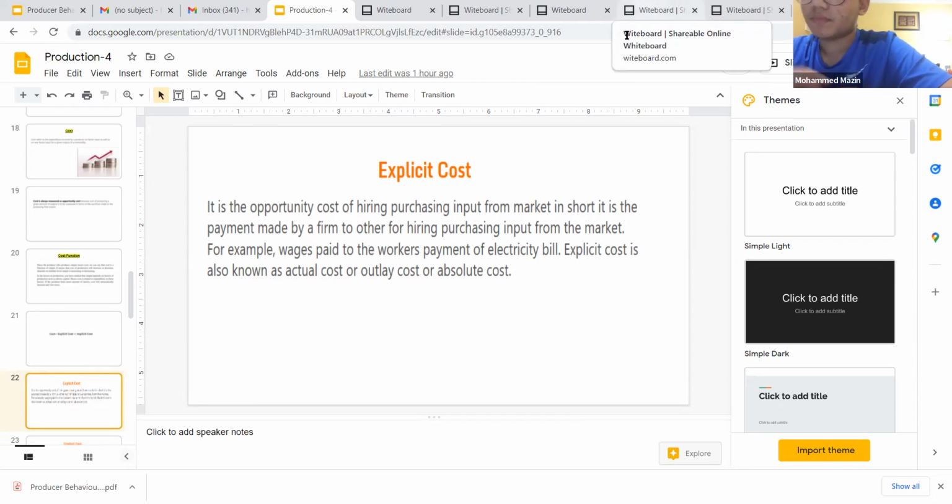So what is explicit cost here? It is the actual money expenditure on inputs or payment made to outsiders for hiring their factors. It involves actual money payment on buying and hiring inputs. For example, for a restaurant, if a businessman is hiring a chef, he will pay a salary to the chef. So this is explicit cost for a businessman, for which he has actual money expenditure. He can mention that this amount he is paying to the chef as a salary.